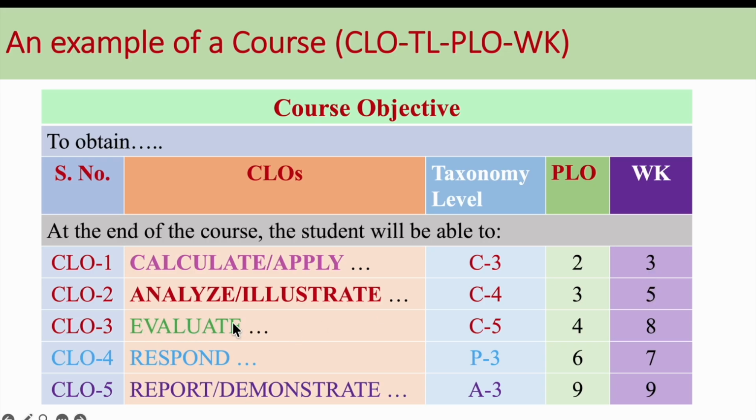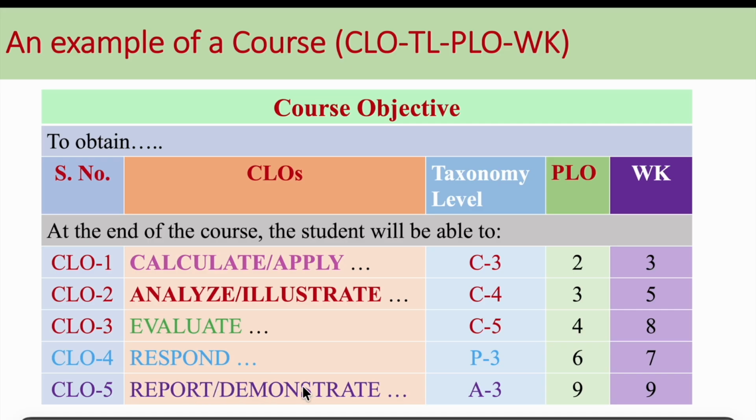CLO3 evaluate. From the action verb we can say C5 is the taxonomy level and PLO4 belongs to that action verb. Similarly the knowledge profile is 8. CLO4 respond belongs to the psychomotor domain and its action verb belongs to level 3 of the psychomotor domain, and you can assign PLO6 to this action verb, and similarly the knowledge profile 7.